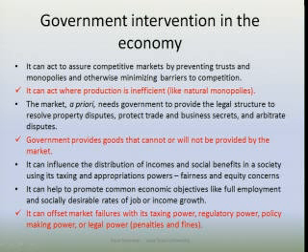The government can influence the distribution of incomes and social benefits in a society using its taxing powers and its appropriation powers. Now, here's what it's doing: promoting something that has something to do with fairness and equity. The market does not care about fairness and equity. The market doesn't care about justice. The market cares about the efficient exchange of goods and services. But fairness and equity are social concerns, political concerns, but they're social concerns.